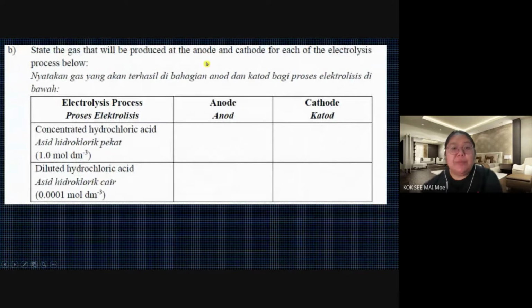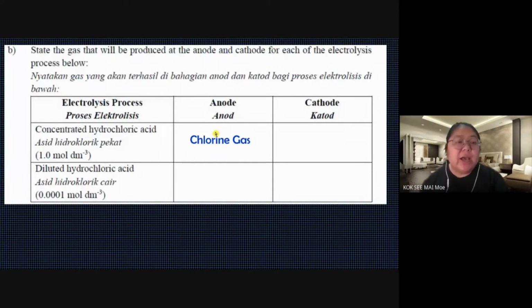Okay, then we go to number B. State the gas that we produce at the anode and cathode for every electrolysis. Okay, concentrated hydrochloric acid 1.0. 1.0 means high concentration. For the anode, what happened? Okay, so for the anode, you can find chlorine gas. They don't have any choice of which one is the lowest to discharge. When the concentration is high, we choose chlorine already. No need to choose hydrogen or hydroxide. So what do they produce? Hydrogen gas at the cathode.